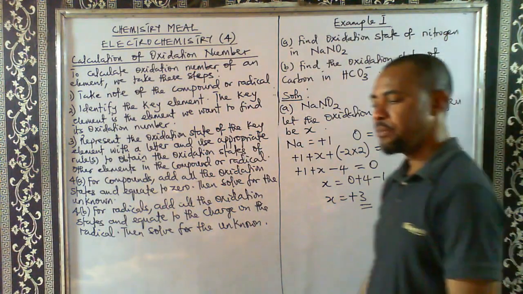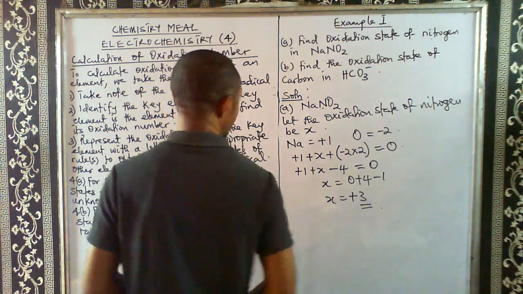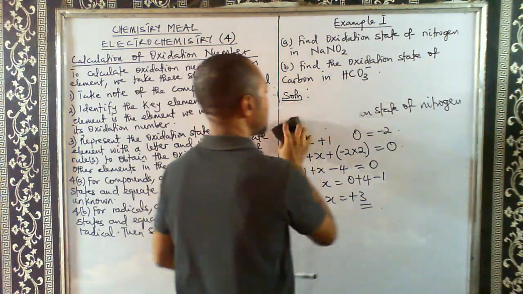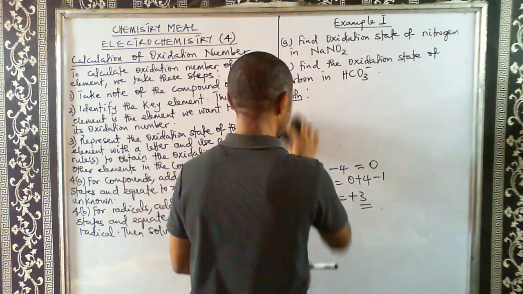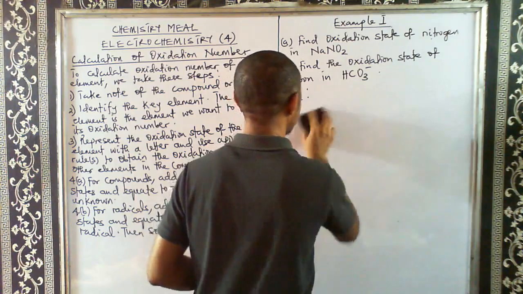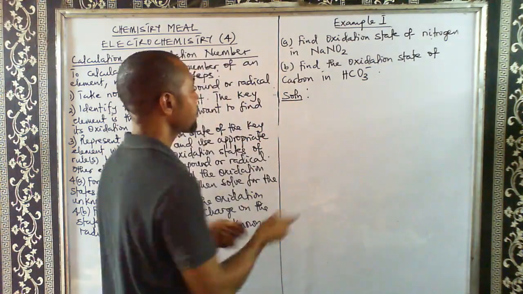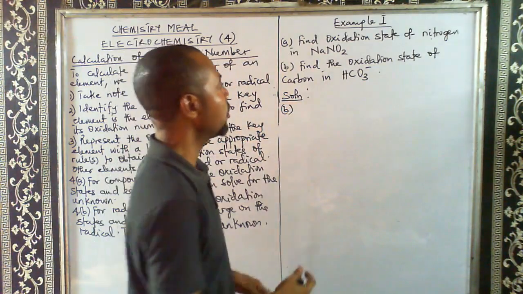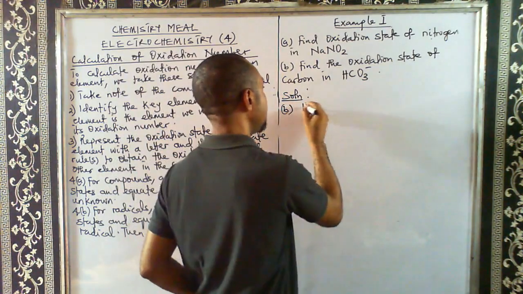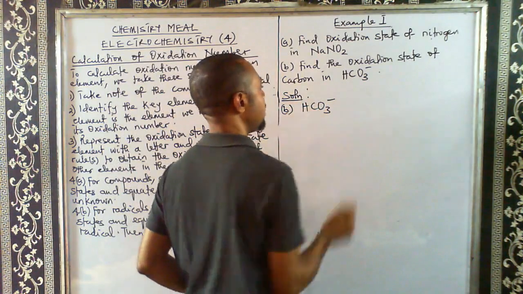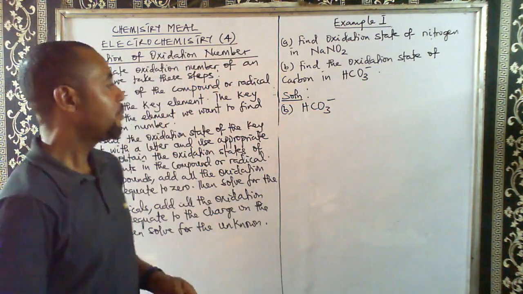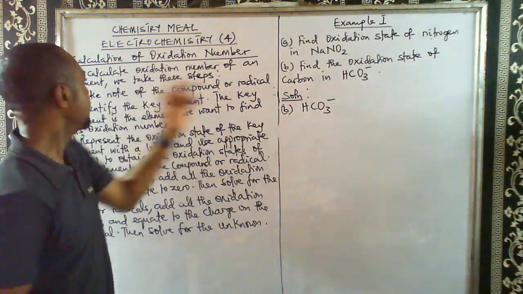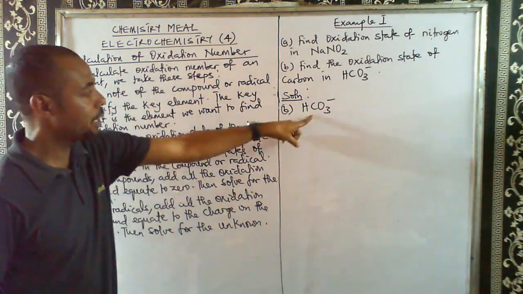Alright. I believe that is very clear. So let's look at the second part of the question, part B. We're asked to find the oxidation state of carbon in HCO3 negative here. So this is a radical, if you follow our steps.